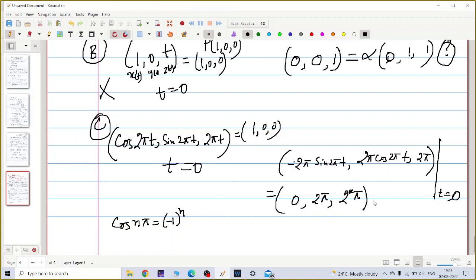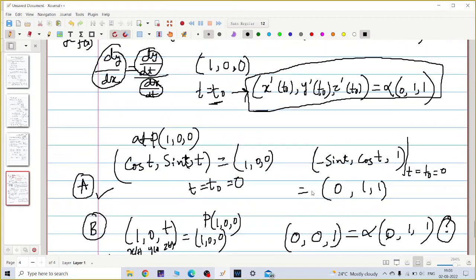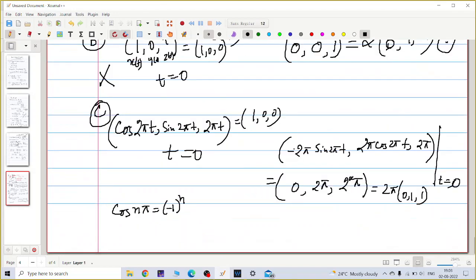So it is in the direction of 0 1 1, or not? It is in the direction of 0 1 1. Alpha equal to 2 pi. Alpha is a real number, alpha belongs to R. So option C is correct, right? And what do we write for option D?